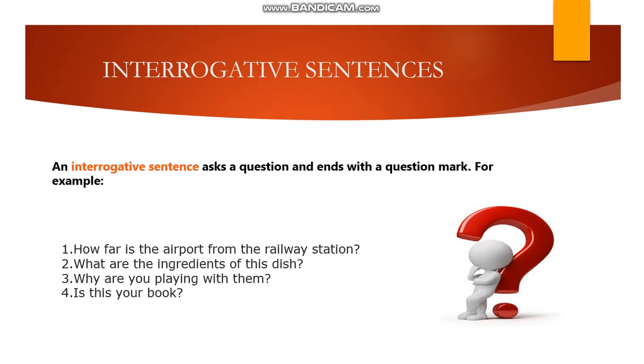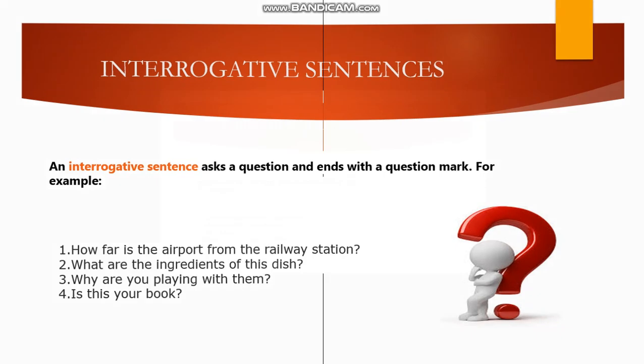Interrogative sentences. An interrogative sentence asks a question and ends with a question mark. For example, how far is the airport from the railway station? What are the ingredients of this dish? Why are you playing with them? Is this your book? You can see all the question sentences, they are asking about something and they are ending with a question mark.